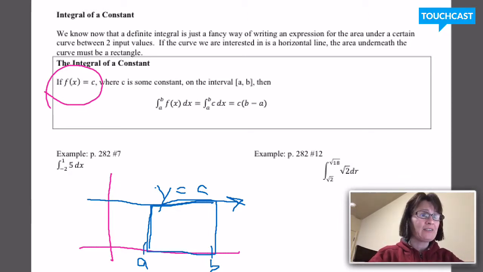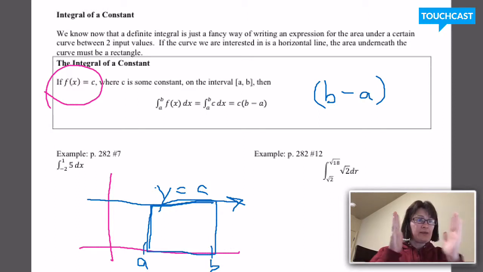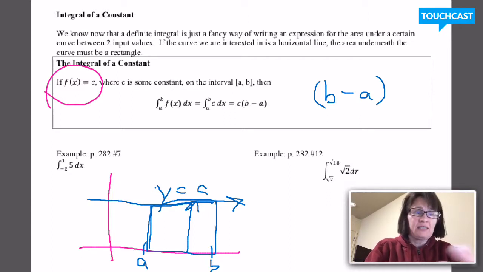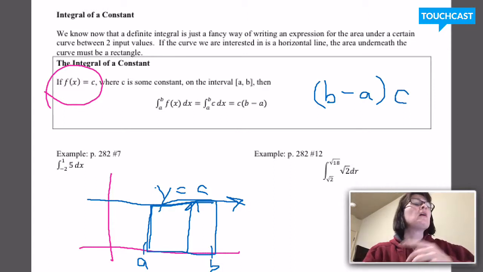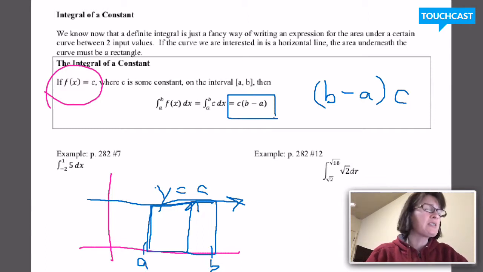So how do I find the area of this rectangle? Well, I'm going to figure out the distance across the bottom, which is the difference between a and b, which I would get by subtracting b minus a. So that's the width of the rectangle. What's the height of the rectangle? Well, it's whatever this function value c is. And since it's a constant, it's never going to change, it's always going to be exactly c. So I have a height that never changes. My area is just going to be b minus a times c. And you can see that here we've written in this rule that you can memorize. You probably won't have to memorize it because you'll end up using it so much.